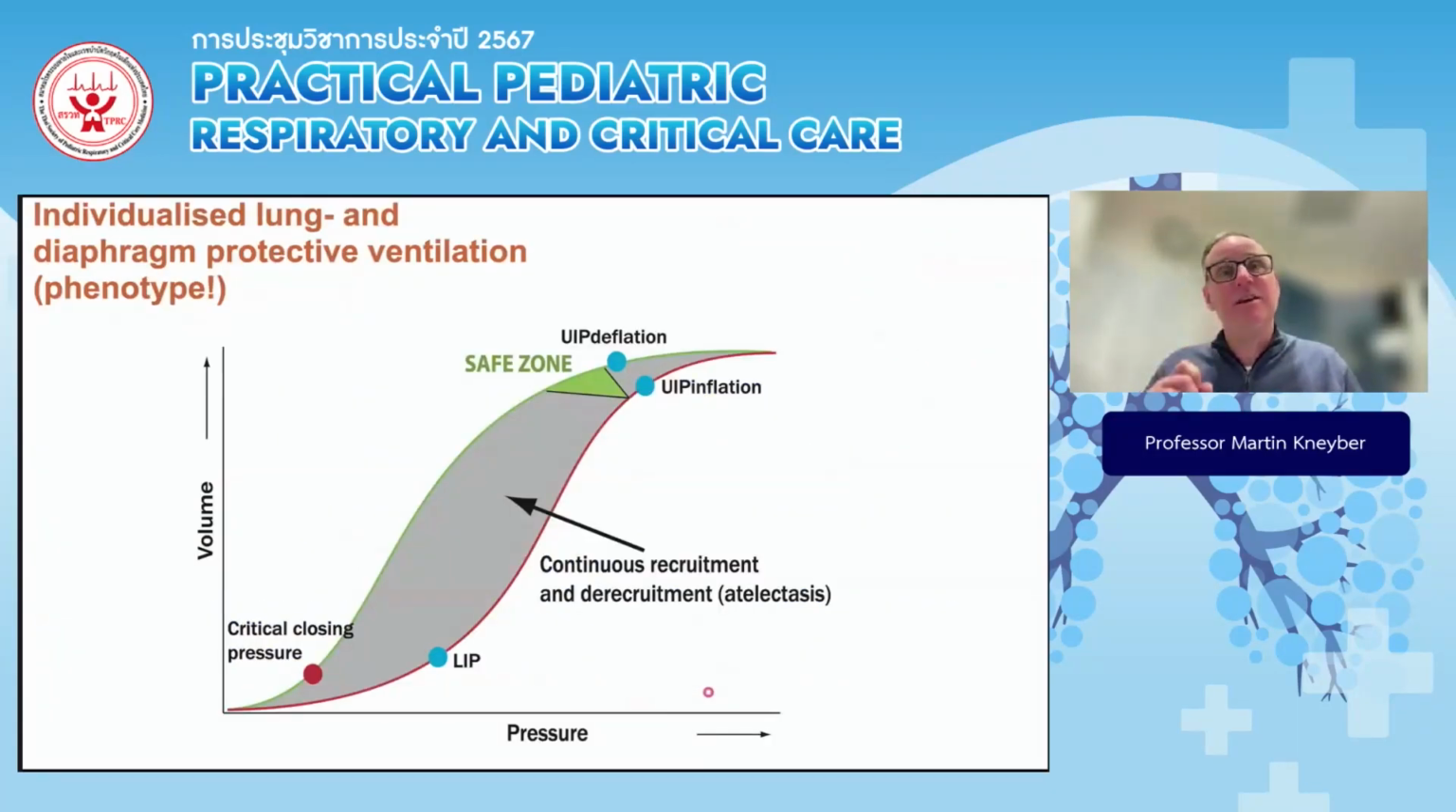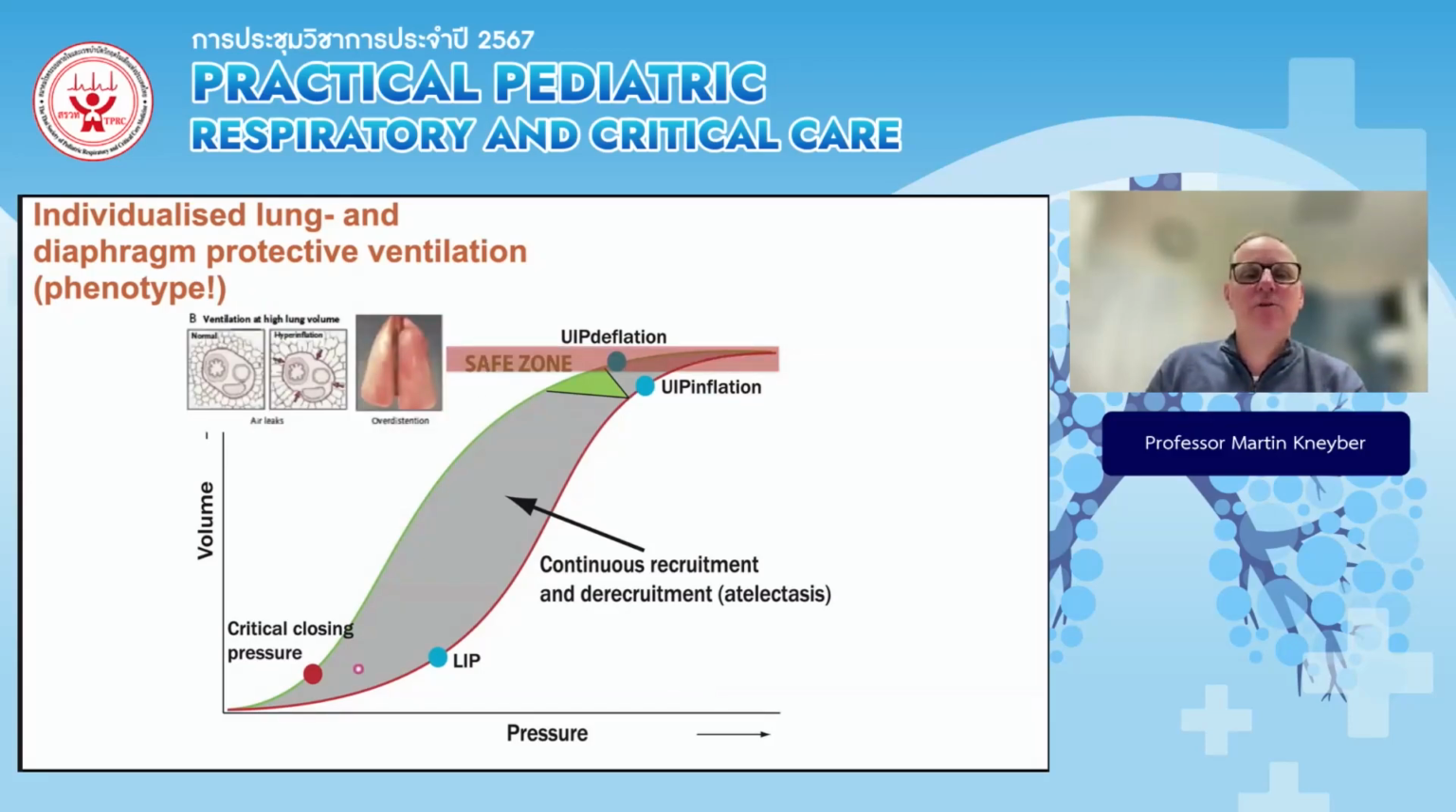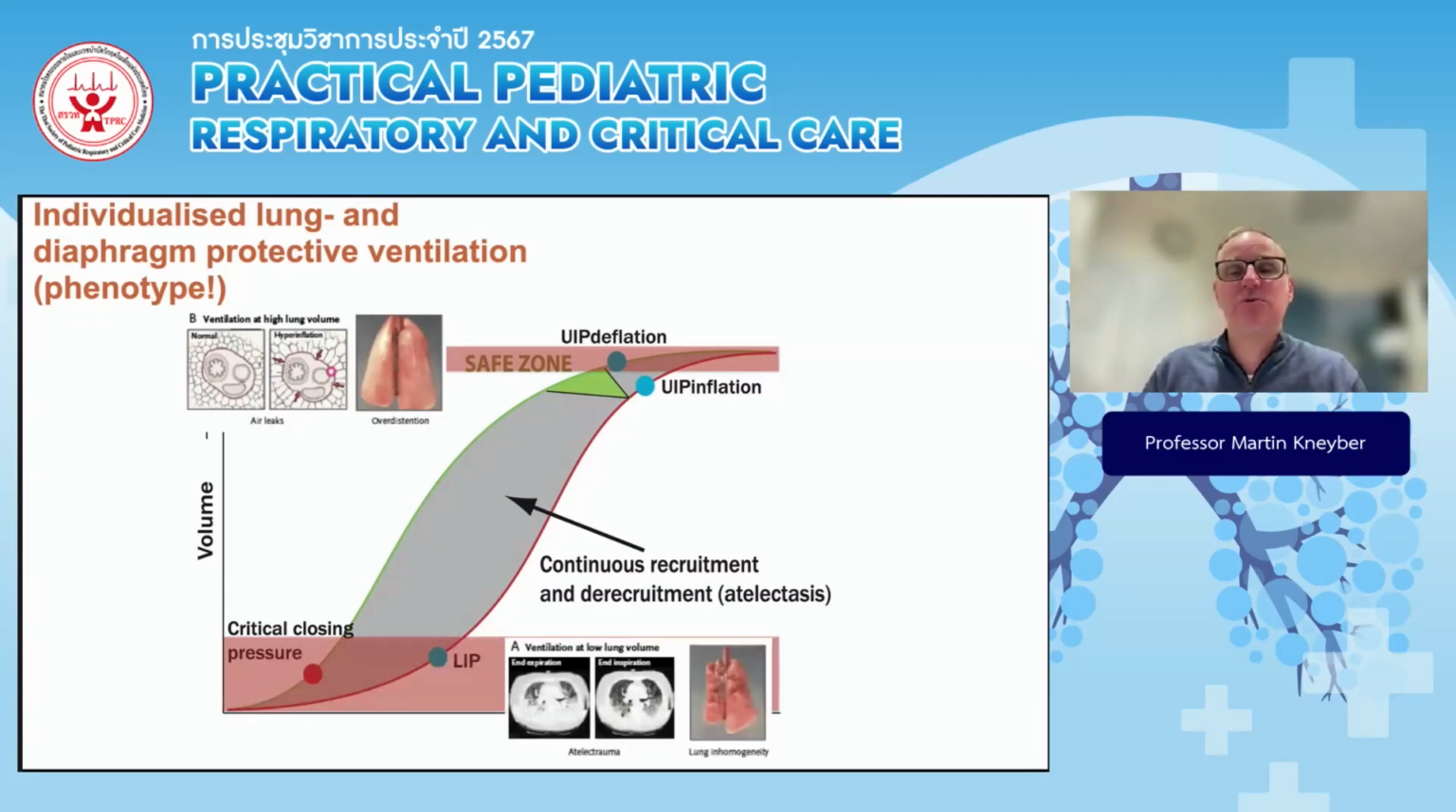So if we were to summarize the personalized medicine for PARDS: an individualized lung and diaphragm protective ventilation. Phenotype: what kind of patient am I seeing? If we look at the pressure volume loop of this patient, inflation limb, deflation limb, we know that the safe zone of ventilation, the place where we can safely ventilate, is a very small part of this loop. We don't want to ventilate at high lung volume, being injurious. We don't want to ventilate at low lung volumes, as that is also injurious, with areas that are aerated and non-aerated.